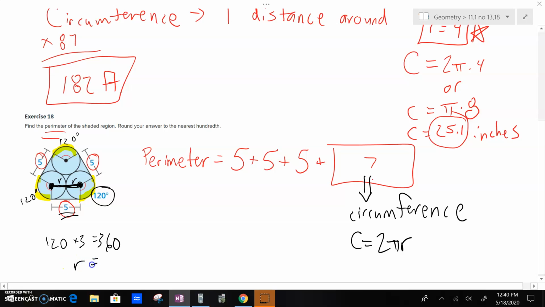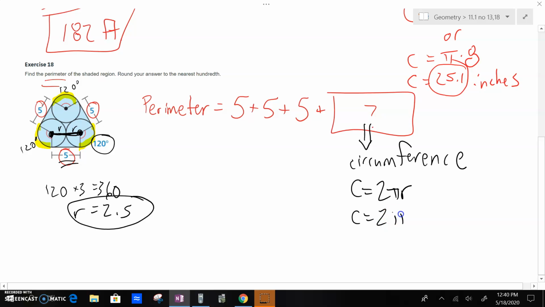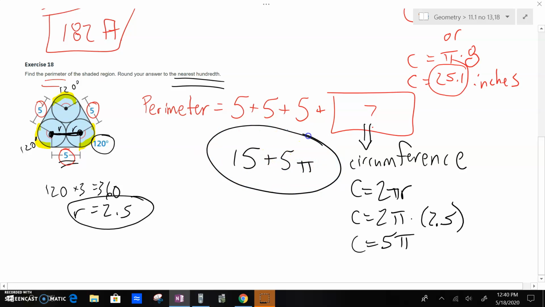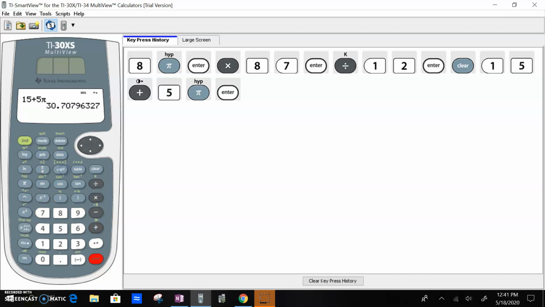It's 2.5. So our radius is 2.5, meaning to get our circumference, we're going to go 2 times pi times 2.5. And 2 times 2.5 is just 5, so 5 pi is the circumference of our circle. They're asking us nearest hundredth, so we'll pop that into a calculator. So we'll do 5, 5, and 5, that's 15, plus 5 pi. Whatever that decimal is will be our answer. So we're going to go 15 plus 5 times pi and hit enter. And we get 30, and they said nearest hundredth, so 30.71 would be our answer.